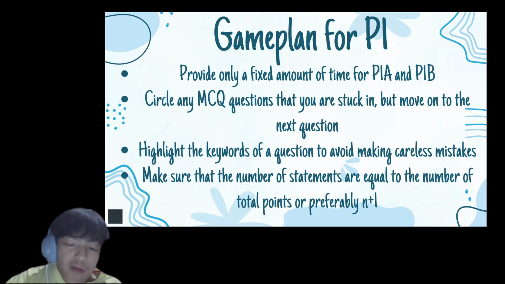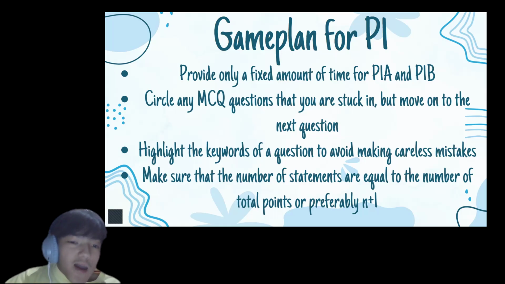So the game plan for Paper 1 is basically make sure that you have a fixed amount of time for Paper 1A and Paper 1B. Don't waste too much time on one section and then not have enough time to do the other section. So in order to do this, you can circle any MCQ questions that you don't really know anything about, move on to the next question, and then go back later on. Otherwise, you're going to be losing marks in paper 1B.